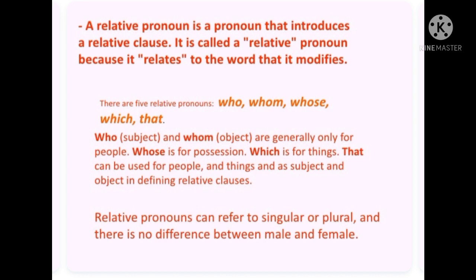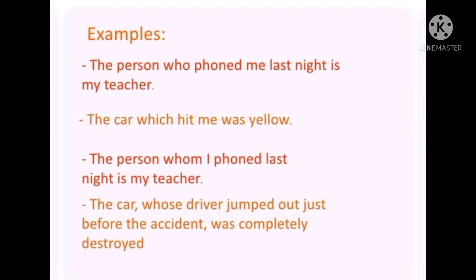Who, subject, and whom, object, are generally only for people. Whose is for possession. Which is for things. That can be used for people and things and as a subject and object in defining relative clauses. Relative pronouns can refer to singular or plural, and there is no difference between male and female.